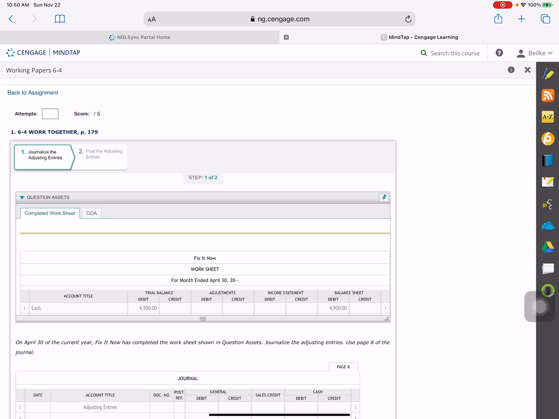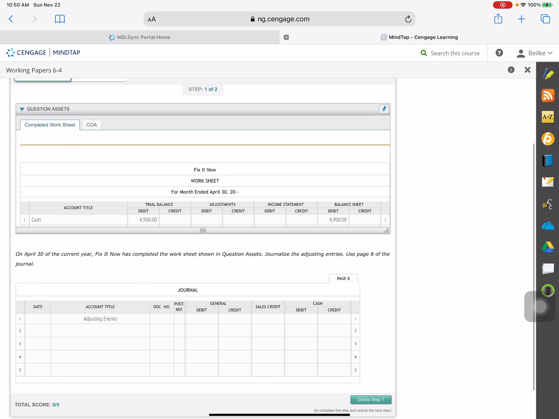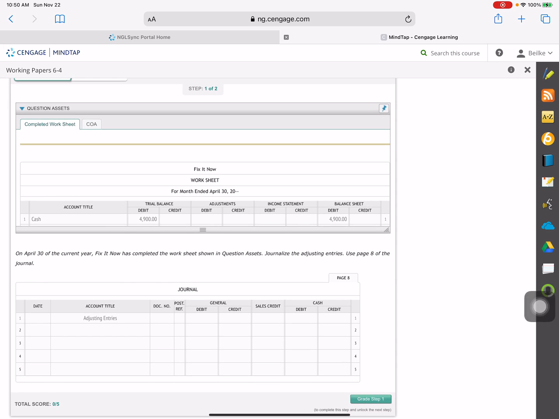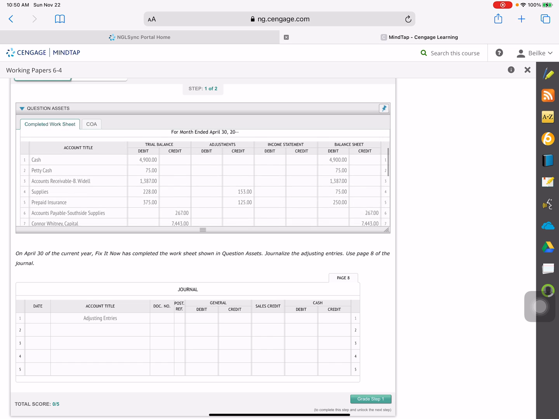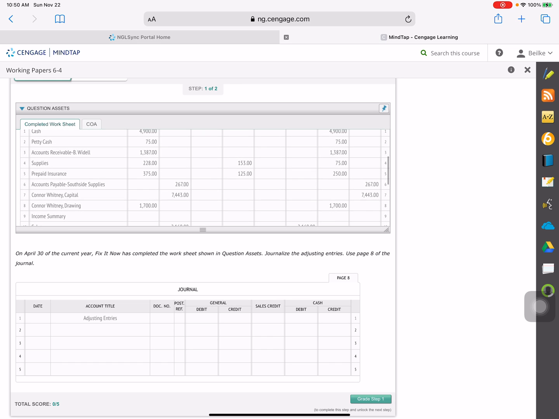On this one, it says that we are going to journalize the adjusting entries and we're going to post the adjusting entries. So on April 30th of the current year, Fix It Now has completed the worksheet in the question assets. Journalize the adjusting entries and use page 8 of the journal. So our first one that we're going to record is our supplies.